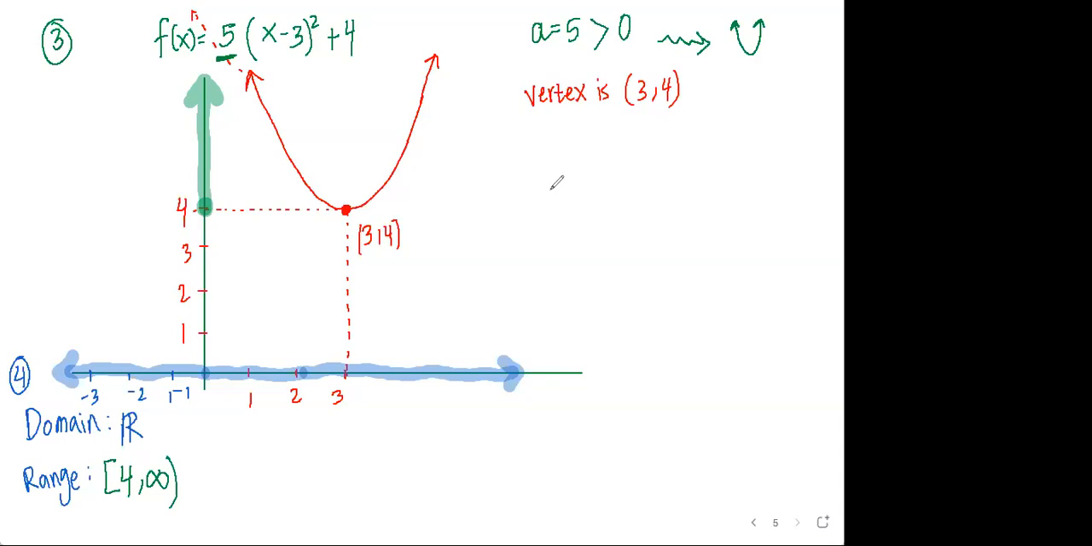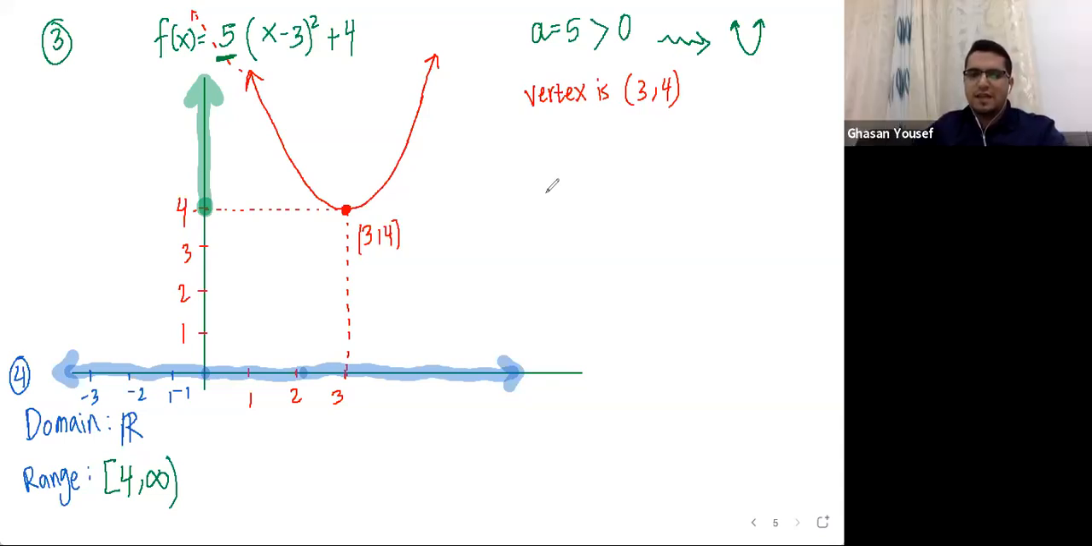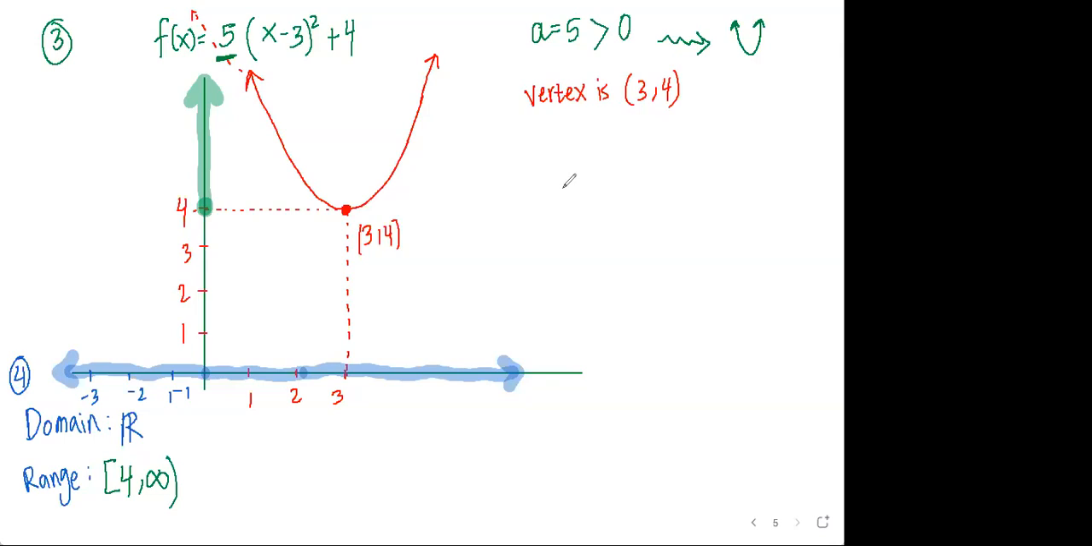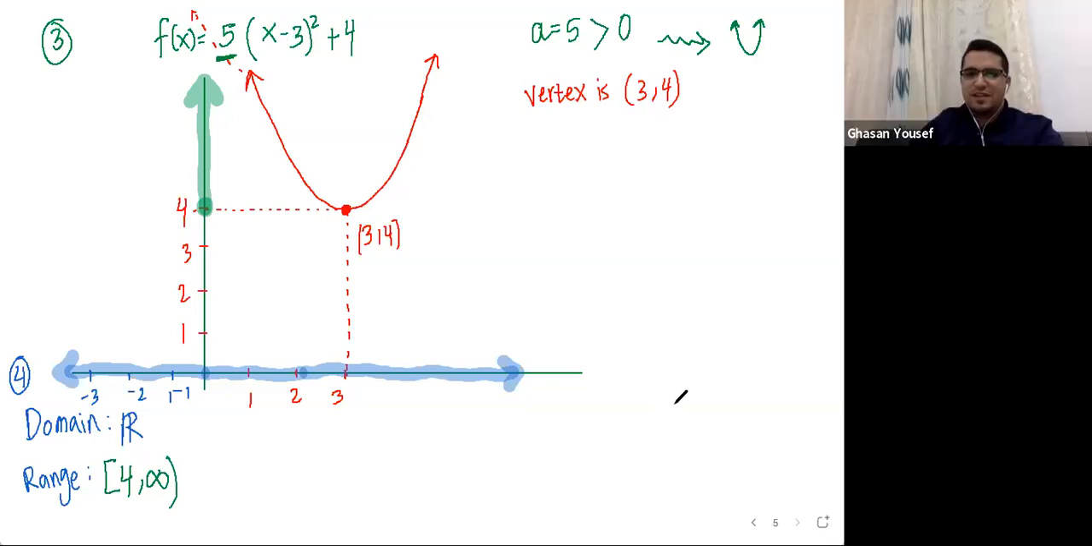Give me 1 second. Hold on. Greater than 4? Yes, greater than 4. But what is the exact value? 49. Exactly, Islam. This is correct. Can you explain how you found it? I just plugged in 0 for x. Exactly, nice. Just plug in 0 for x.